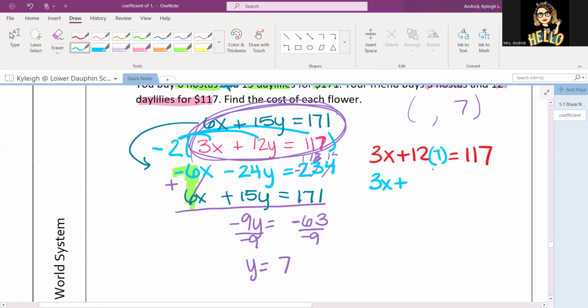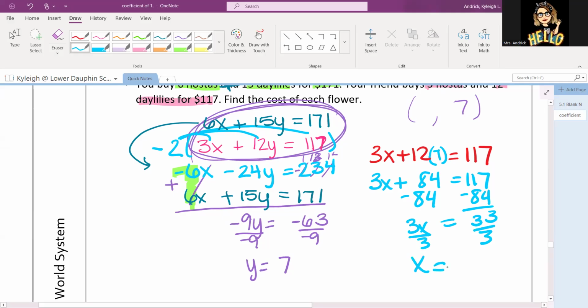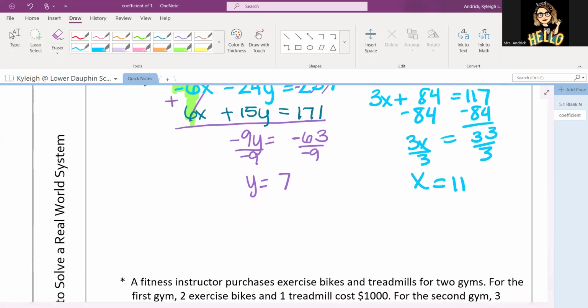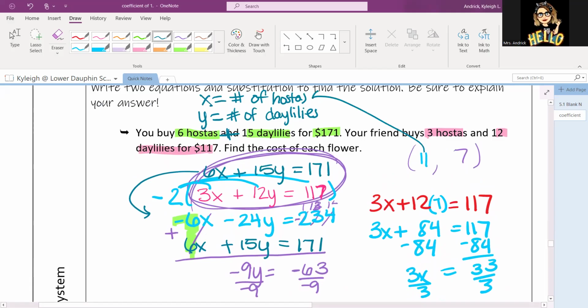Ooh, 12 times 7 is 84. No, yes. Yes. And then subtract it. Divide by 3. X equals 11. So now we have to take that 11 and our 7 and write a sentence. So x was the number of hostas. Y was the number of daylilies.